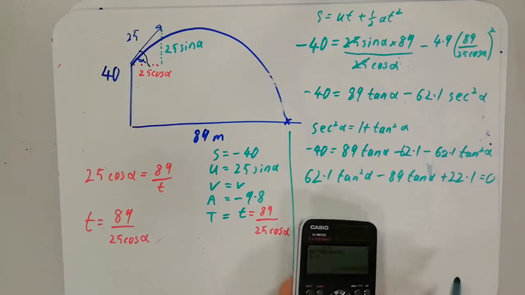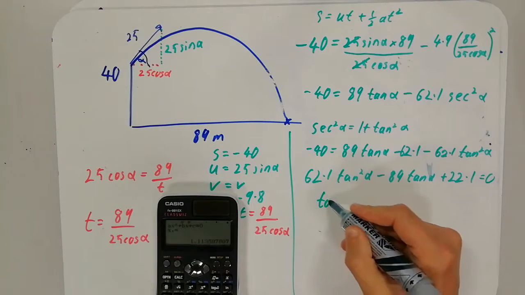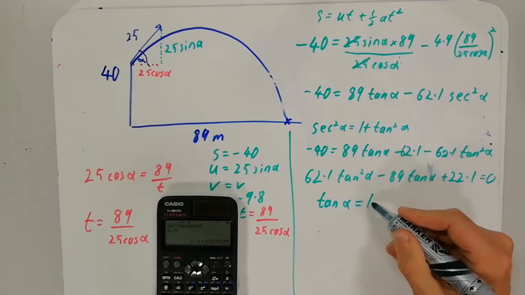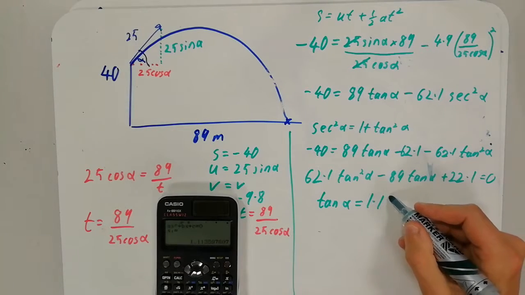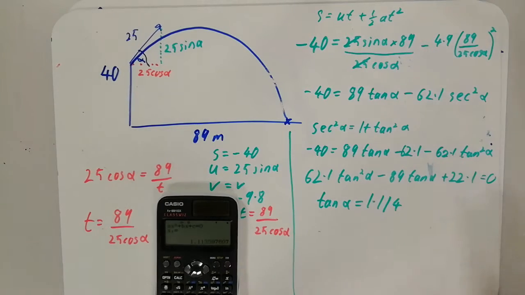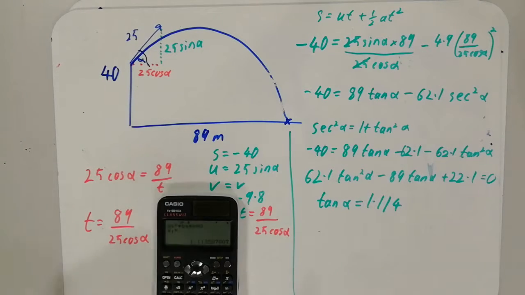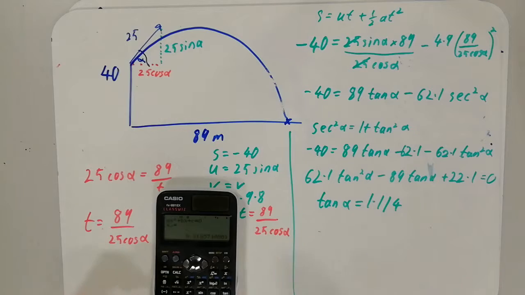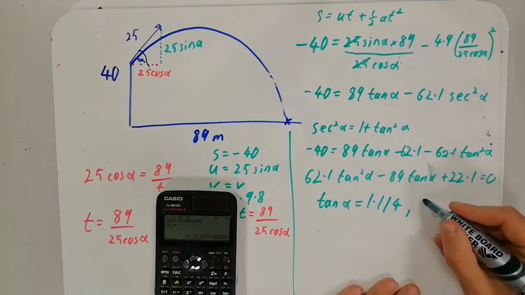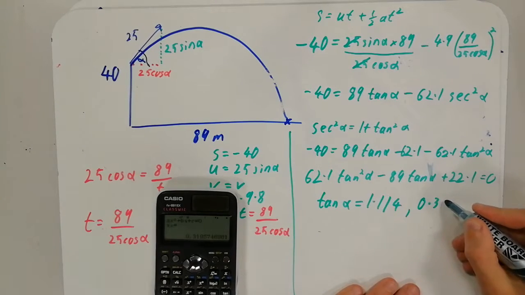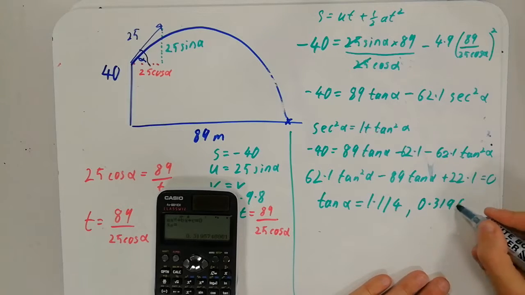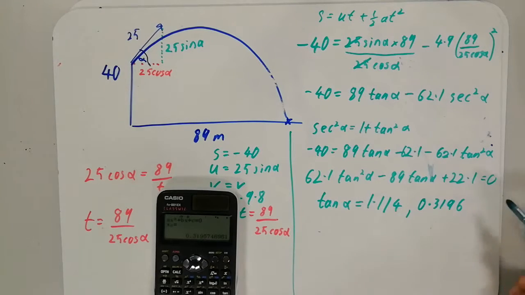We can see that we get tan alpha is equal to 1.114. I'd go 4 significant figures, just make sure you don't get any rounding error to 3 significant figures later on. And our second solution is 0.3196. Okay, so we've got those.